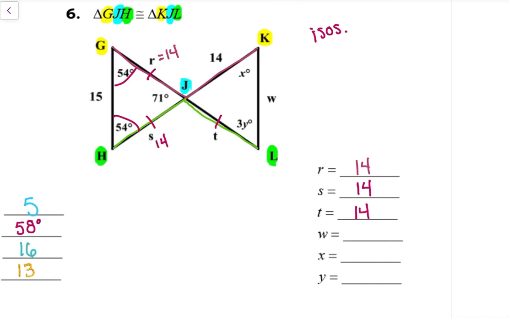Okay, next one I should find is W. W is the side between yellow K and green L, so I'm going to find the yellow and green, which is 15. So W has to be the same, which is 15. So W is 15.